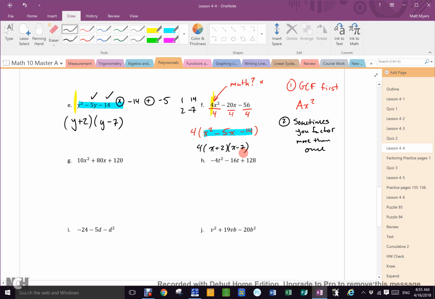Negative what? Negative 1. So if I divide everything by negative 1, I'm going to bring a negative 1 out front. And what do I get in the middle? D squared plus 5d plus 24, correct? And then I would need numbers that multiply to 24 and add to 5. Is it 1 and 24? Nope. 2 and 12? Nope. 3 and 8? Maybe. Let's check. 3 and 8.